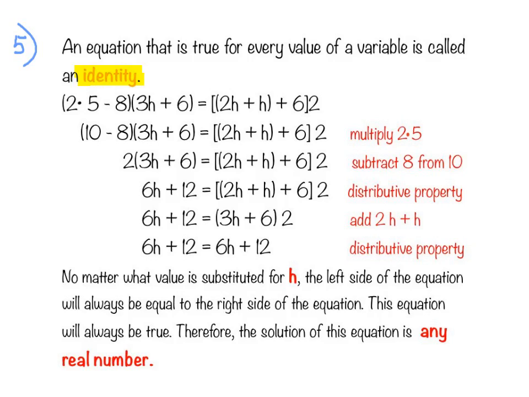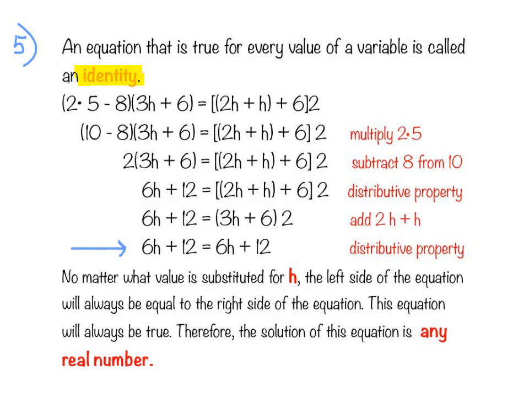So we go simplifying. We're going to simplify everything that we can, first by using order of operations within parentheses, within grouping symbols, until we get to the place where we're ready to use the distributive property. Distribute that 2. And so at the end, here's what we come up with. We come up with an equation that reads this: 6h + 12 equals 6h + 12.